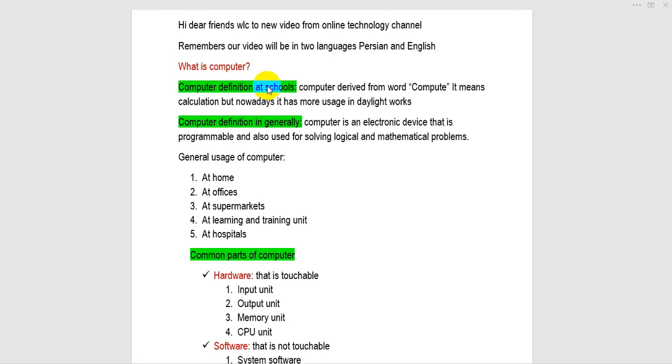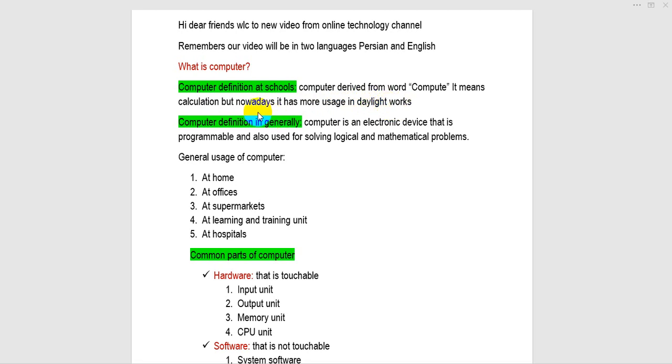Friends, I have put two definitions of computers here. Both of them are right, neither of them is wrong. Okay, so the very first definition of computer is at schools, so you will know how the teachers explain the computers at the schools. So here, computer derived from word compute. It means calculation, but nowadays it has more usage in daily works, right?